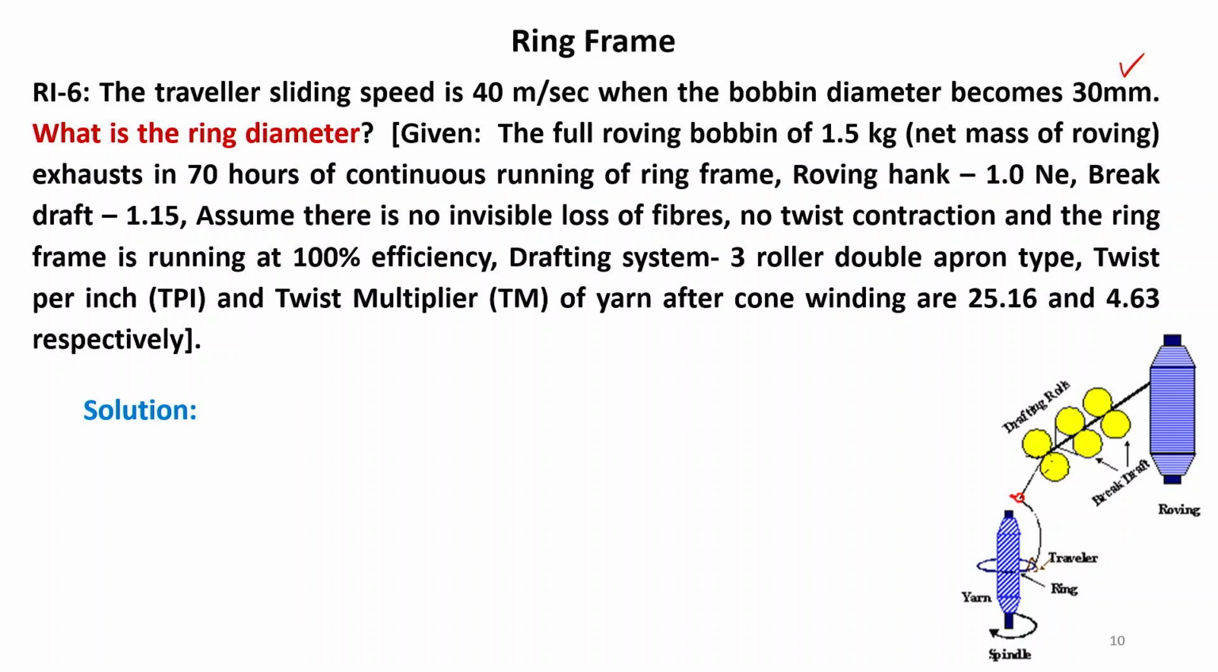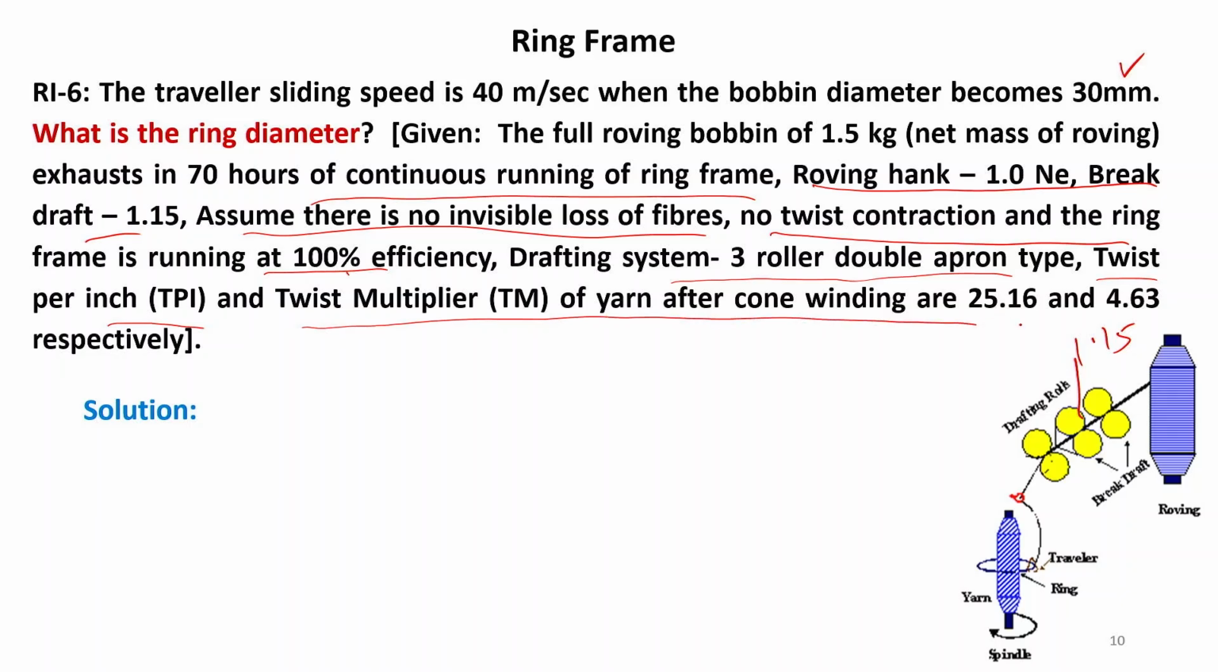Now, the data which is given: the full roving package of 1.5 kg net mass exhausts in 70 hours of continuous running, that we have already done in the last numerical. Roving hank is 1 NE, break draft is given as 1.15. Assume there is no invisible loss, no twist contraction, the ring frame is running at 100% efficiency. The 3 roller drafting system, double apron drafting system, the twist per inch is 25.16 and twist multiplier is 4.63. Now, we have to calculate the ring diameter.